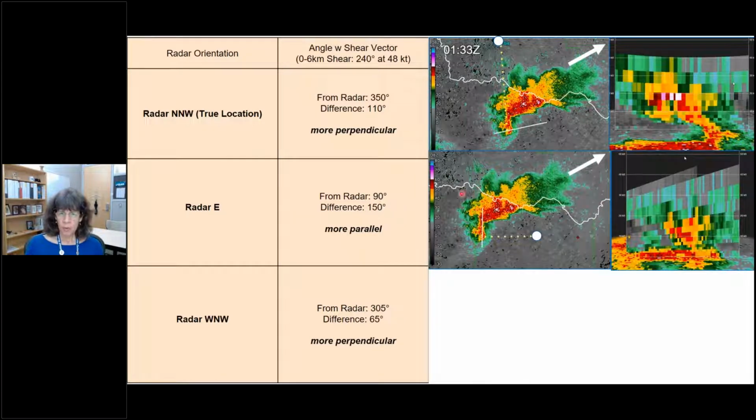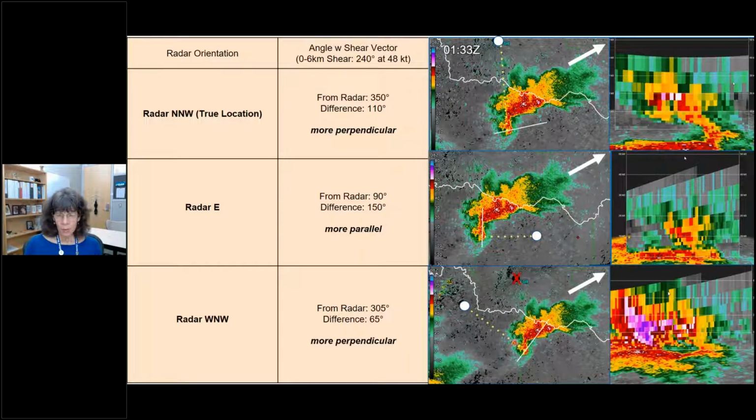Now, same storm, same original radar, but what would happen if this storm was viewed from a radar to the east? Again, my radar radial is going right into the hook, and I'm drawing my cross section along the hook. And we don't have nearly as much aloft. So this is the case where the deep shear vector is mostly parallel to the radar radial.